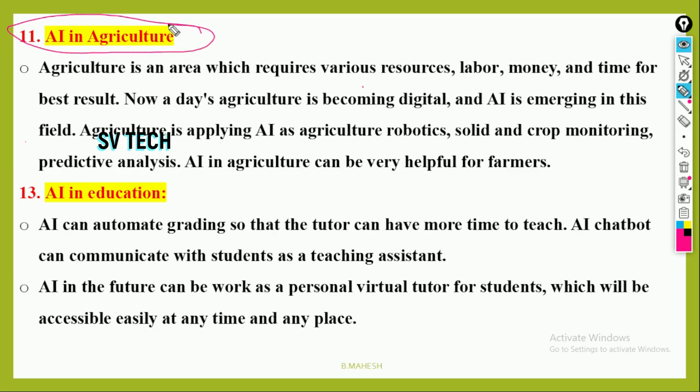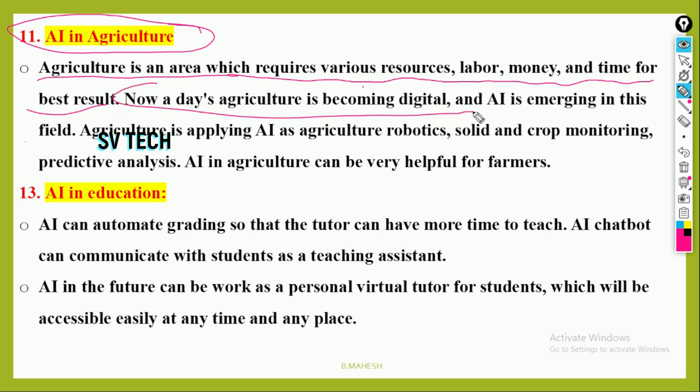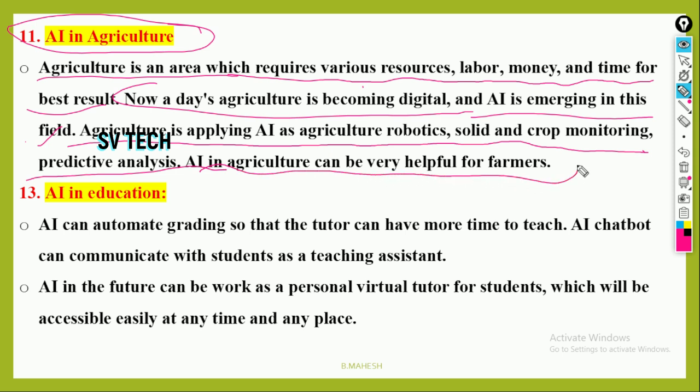AI in agriculture. Agriculture is an area which requires various resources, labor, money, and time for best results. Nowadays, agriculture is becoming digital and AI is emerging in this field. Agriculture is applying AI in agriculture robotics, soil and crop monitoring, and predictive analysis. AI in agriculture can be very helpful for farmers in the future also.